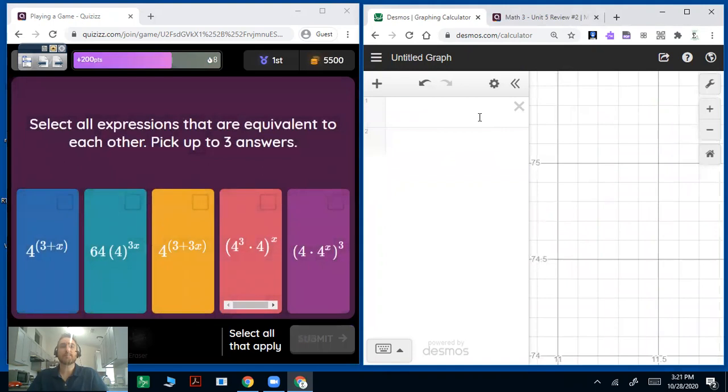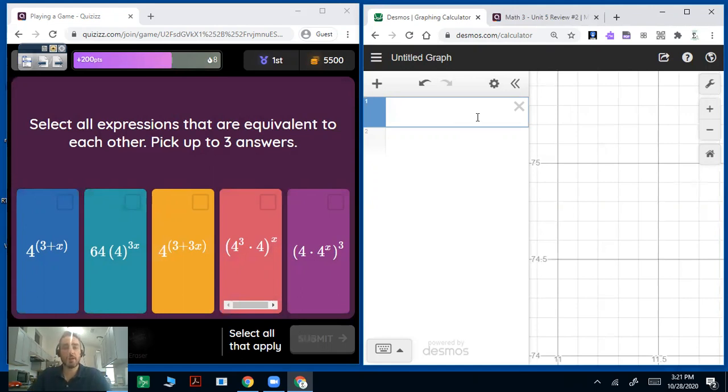Okay, question 9. We didn't cover properties of exponents when we were teaching this unit. That is something that you probably are exposed to in math too. So what I'm going to ask you to do on this problem is compare the graphs. We're going to pick up to 3 answers, and there should be 3 graphs that overlap each other. Those are going to be the ones that are equivalent to each other.